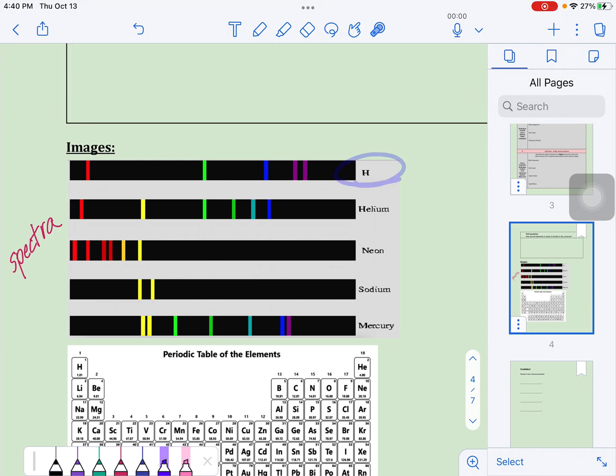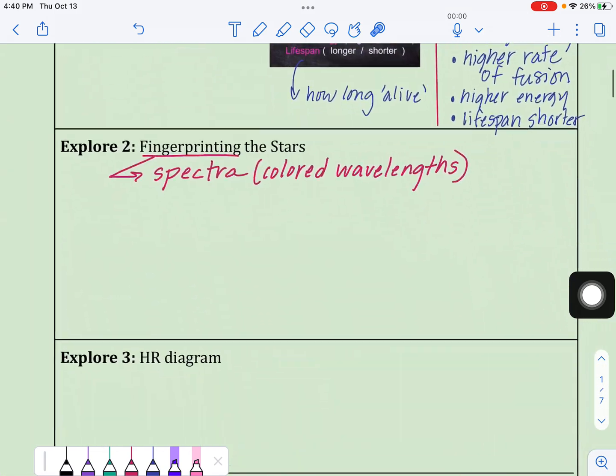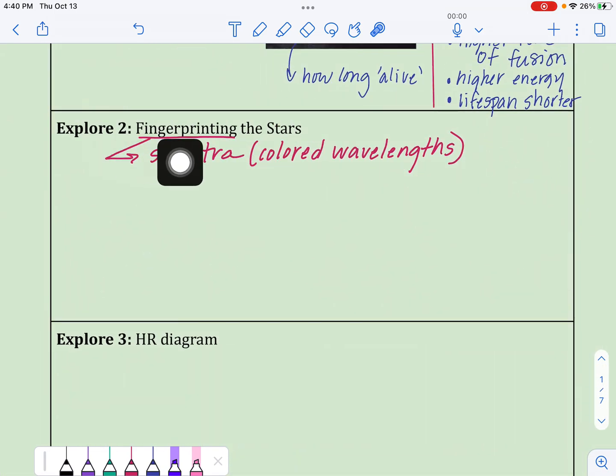So like here's hydrogen. It's got wavelengths at all these different energy levels. And helium, again, energy at these levels. And what we're noticing is while many look similar, there's no two that are exactly the same. So that's why we've been giving that comparison to fingerprints: these spectra or these colored wavelengths are all different, right? They're all unique. There's no two that are identical. Every element has different energy levels it emits when it's heated up. And so therefore every single one is different.